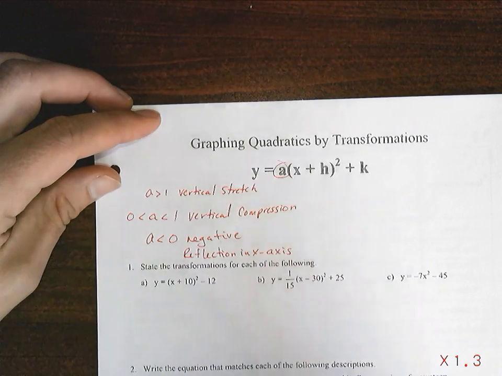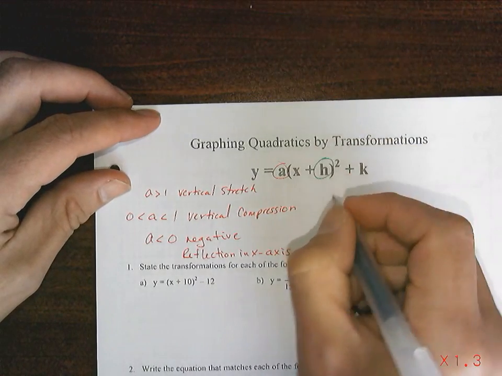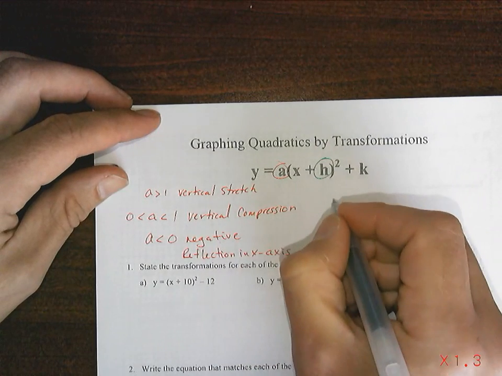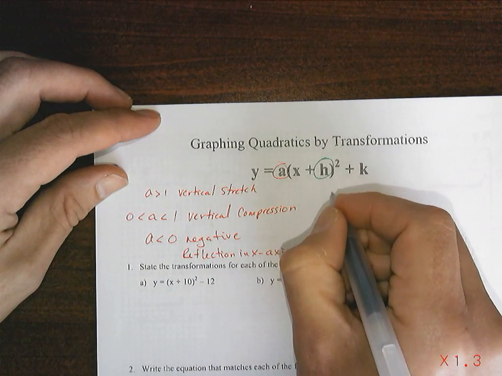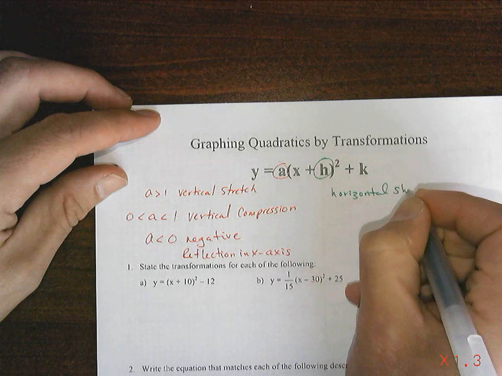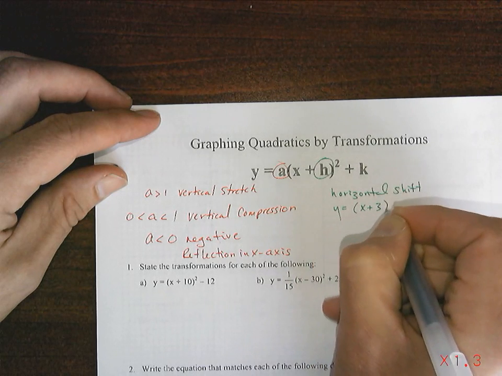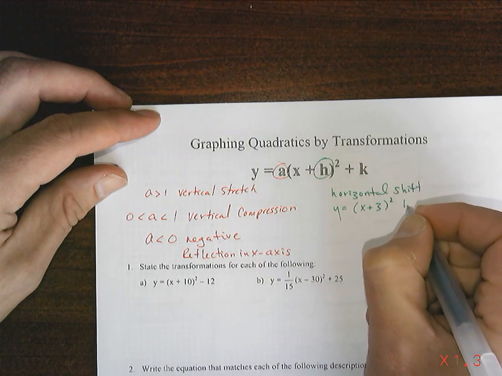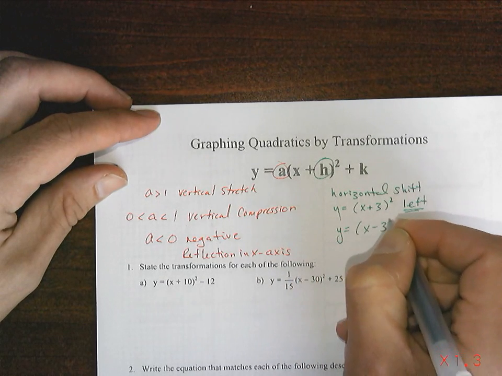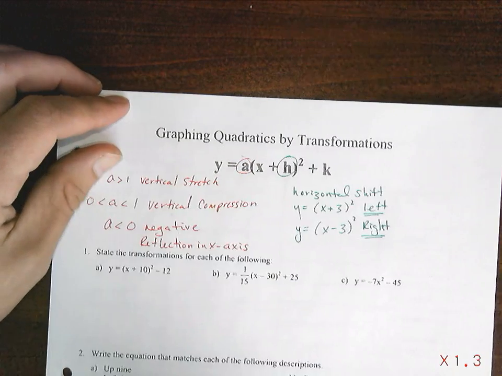Okay? The H value, that's horizontal. It's inside the x squared part. So it's going to be a horizontal shift. And if it looks like this, then it's going to be to the left. And if it looks like this, it's going to be to the right. You're going to have to keep that straight.